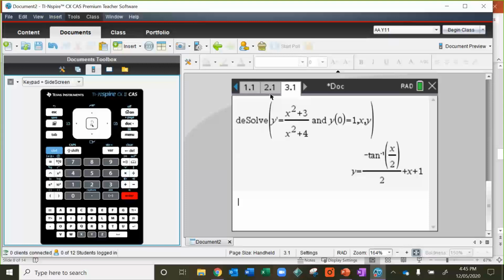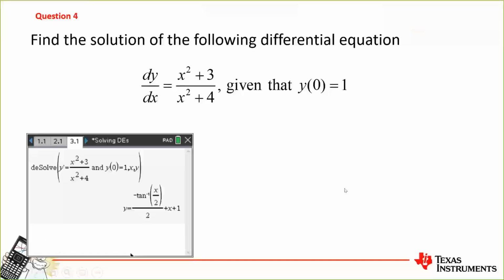So most of you will be entering using dsolve this way. You enter your differential equation. Then if you have an initial condition, you need to have space, "and", space. Put the initial condition, comma x, comma y, for our independent and dependent variable. So that's how we get a particular solution. There is no constant in it.